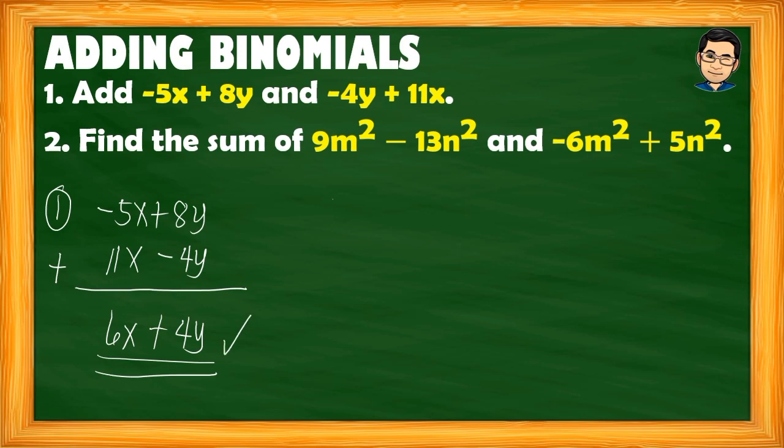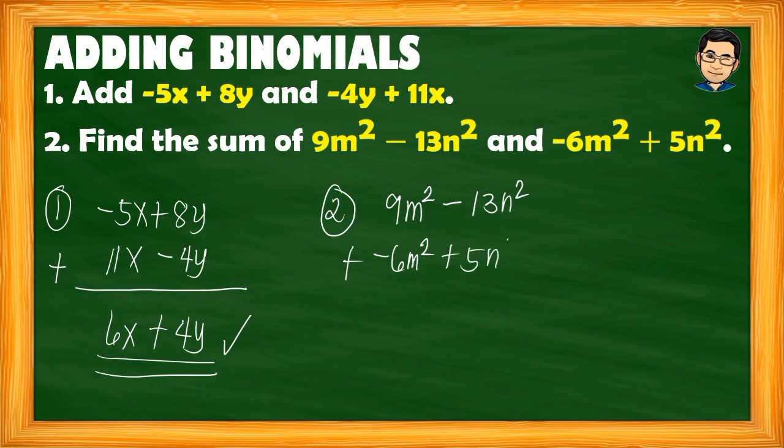Next, number 2. Find the sum of 9m squared minus 13n squared and negative 6m squared plus 5n squared. So, sulat lang natin 9m squared minus 13n squared. And then, yung second binomial natin, negative 6m squared plus 5n squared. As you can see, pareho sila ng arrangement ng first binomial. So, pagtatapatin lang natin, plus negative 6m squared plus 5n squared. And then, we can now add.